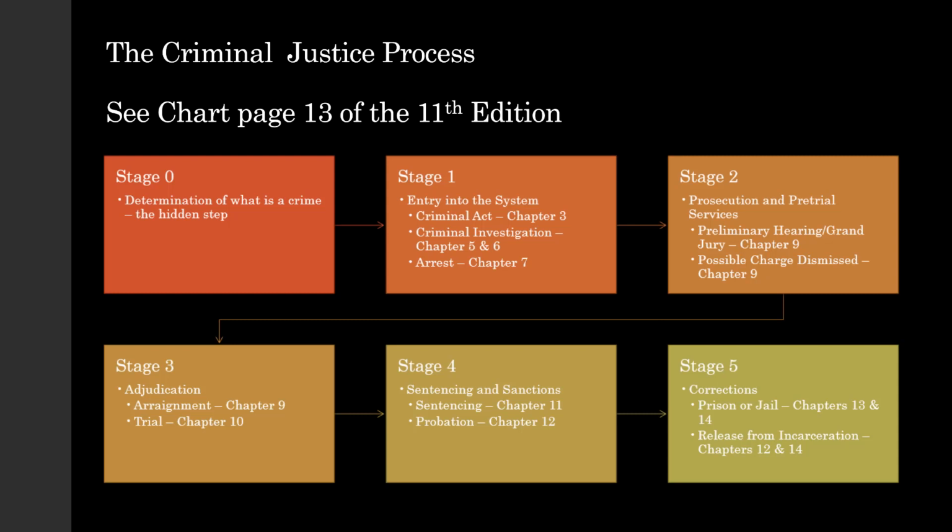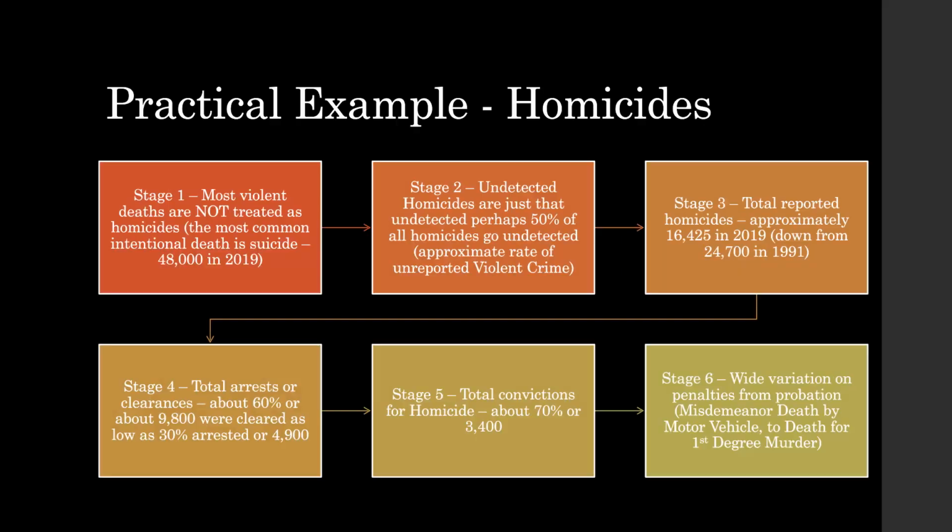Then we go to our stage 2. You're going to be prosecuted, preliminary hearing, grand jury, possible charges dismissed. Now we go to adjudication, your actual trial. That's going to be chapter 10. Now we go to stage 4, sentencing, and then we'll talk about, obviously this is most common in probations. And then we go to 5, if you're sentenced and you go to prison or jail, what's it going to be like serving it, and what's going to happen when you're released.